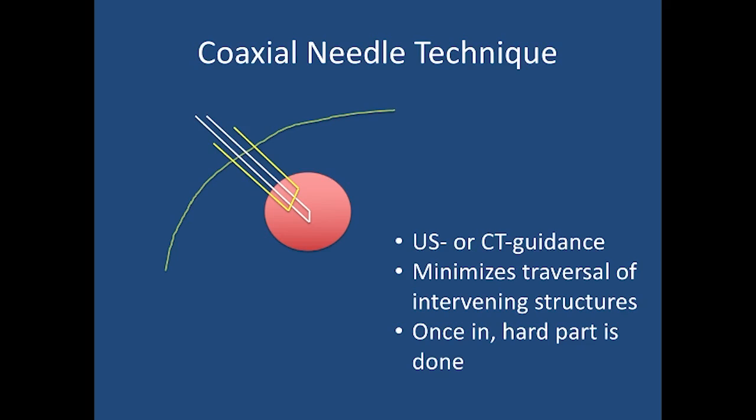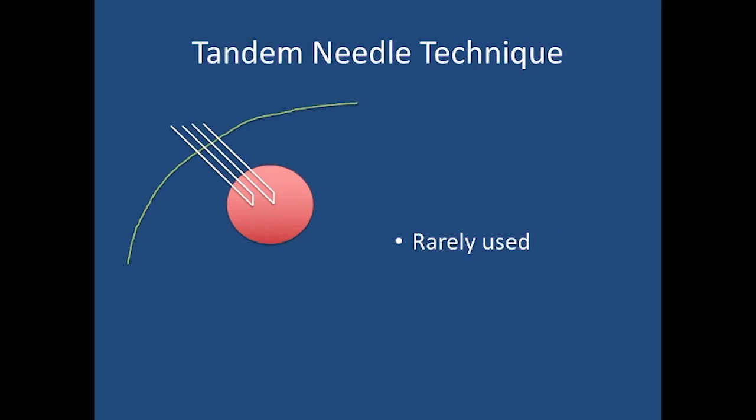With the coaxial needle technique, a larger bore introducer needle is first placed into the target lesion itself. The inner stylet is removed, and then the biopsy device itself is passed through the introducer needle, and as many samples as required can be obtained with only a single pass through the liver capsule. The same may apply for a kidney lesion biopsy as well. Ultrasound or CT guidance may be utilized, and again, the main benefit is that it minimizes the number of times that one has to traverse through intervening structures.